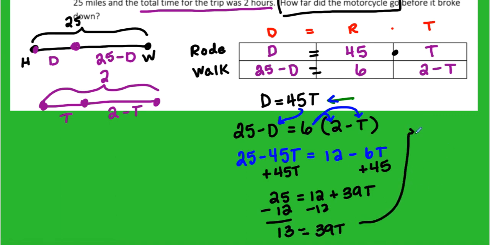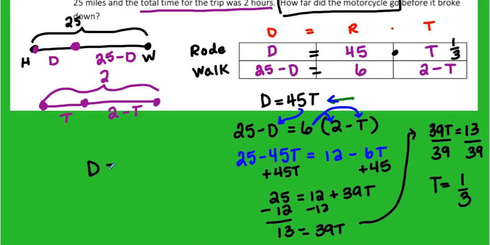Here, I'm going to come up over here so you can see it. So 39T equals 13, and I'm going to just divide by 39. So T equals 1/3. So 1/3 of an hour because this is in hours. Okay, so he traveled T, 1/3 of an hour. And we're just trying to find how far he rode the bike. So I get my distance by doing 45 times 1/3.